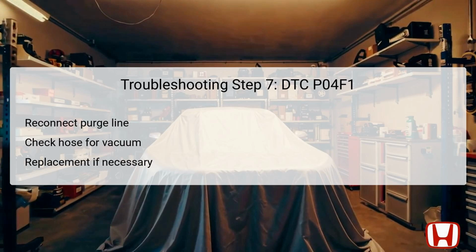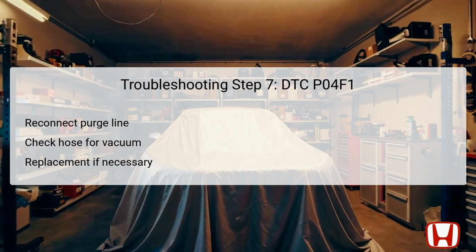The final troubleshooting step for DTC P04F1 requires reconnecting the EVAP canister purge line to the EVAP canister, ensuring that all components are restored to their original state. Proceed by disconnecting the vacuum hose from the EVAP canister purge valve located in the engine compartment. Connect a T-fitting and attach the vacuum gauge and vacuum pump to the vacuum hose.